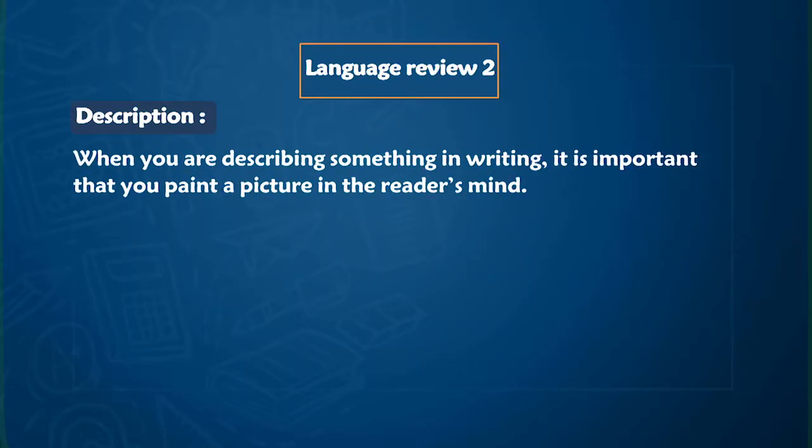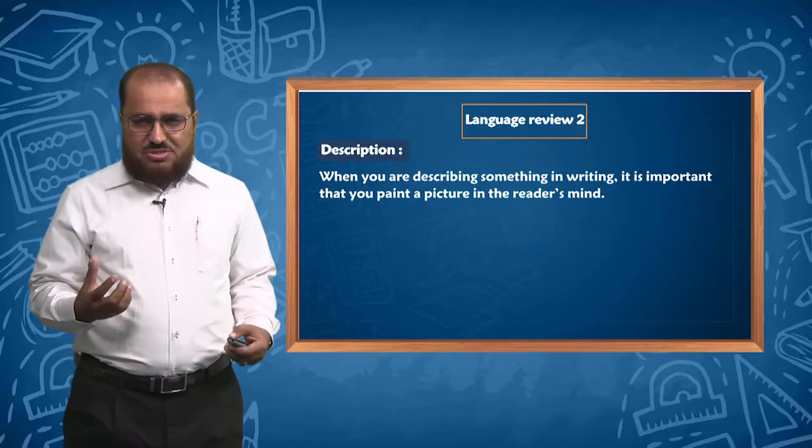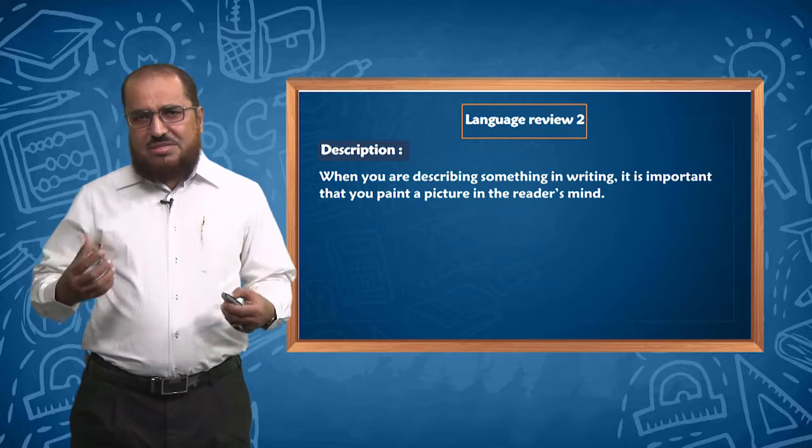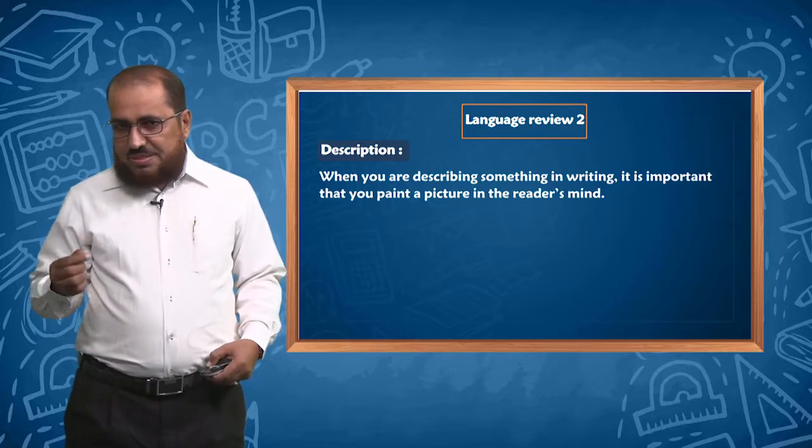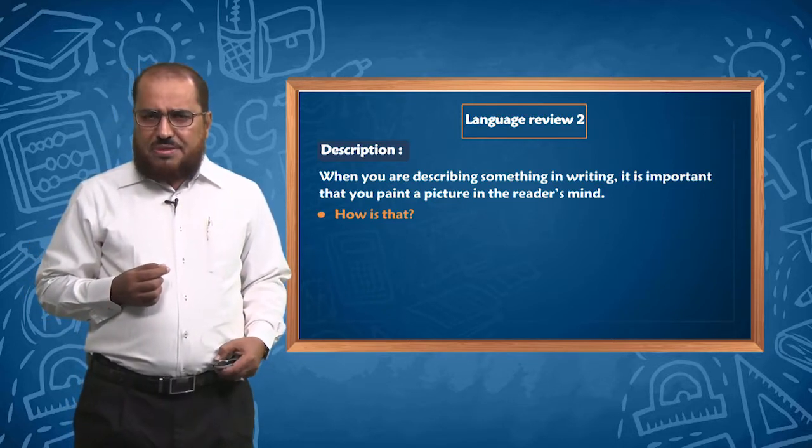When you are describing something in writing, it's important that you paint a picture in the reader's mind. Or in speaking, you have to paint a picture in the listener's mind. Okay? To paint a picture, that means to draw a picture with colorful, different colors, to present a very good picture. Can this be done in writing and speaking? Yes, it can be. How is that?